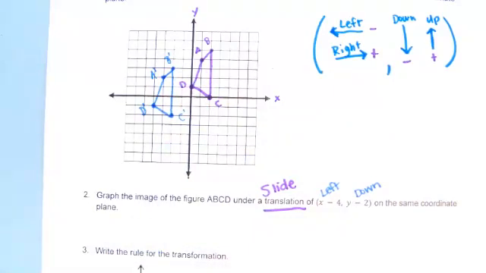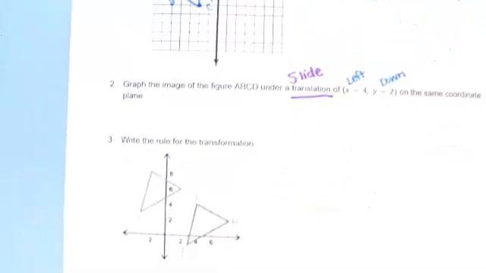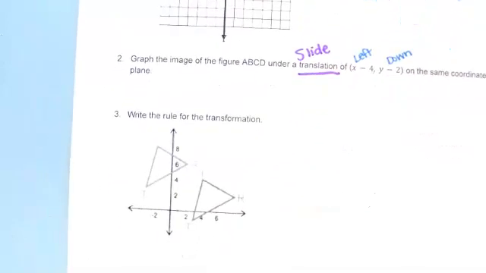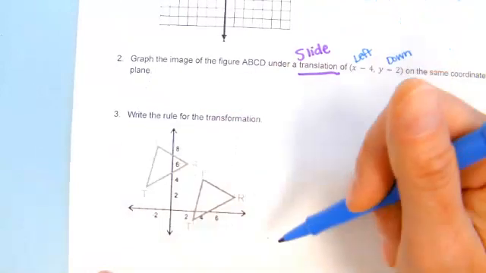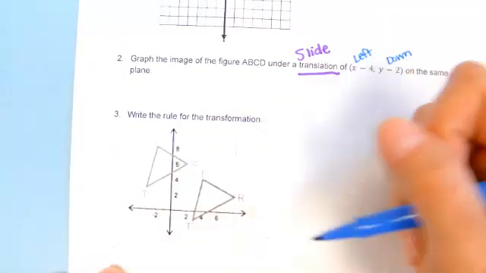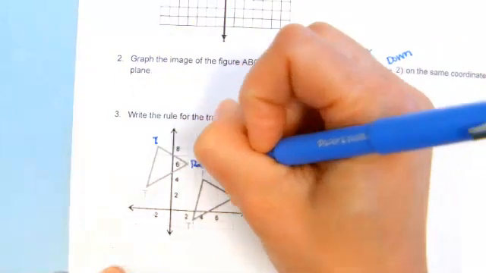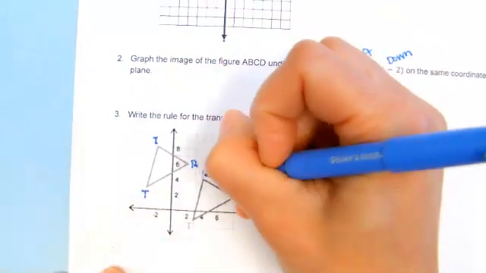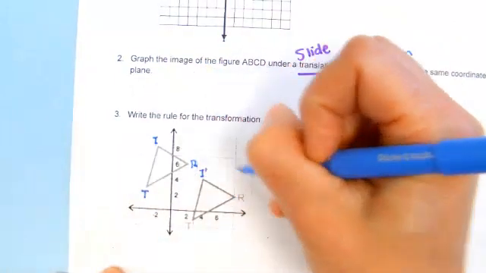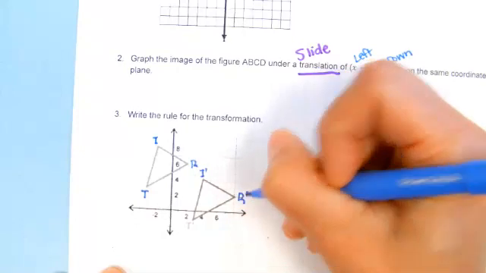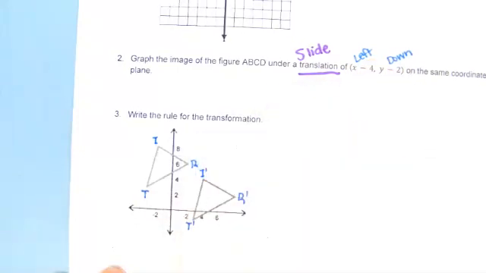And the second part of what we were learning with transformations is below. So if you go to number 3, it says write the rule for the transformation. So here is the transformation. First of all, let's see where we start. This says I, R, and T. And this says I prime, R prime, and T prime. It's kind of hard to see.